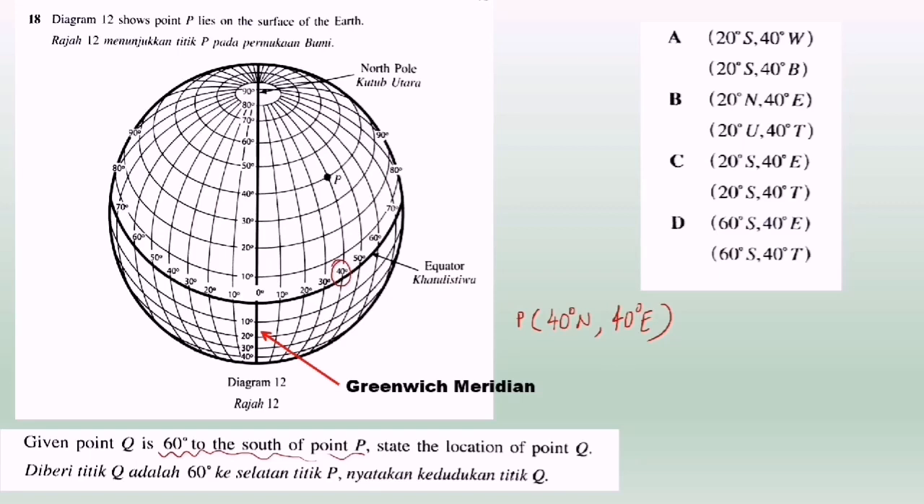Q is 60 degrees to the south of point P, which means point Q is at the bottom of P. The location of P is 40 degrees north, so go down another 20 degrees. So Q is here. The location of Q is 20 degrees south and 40 degrees east. The answer is C.